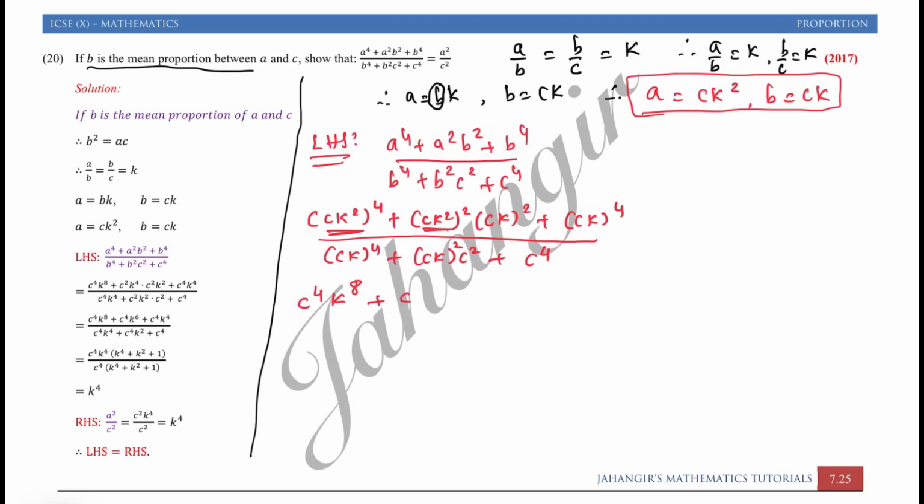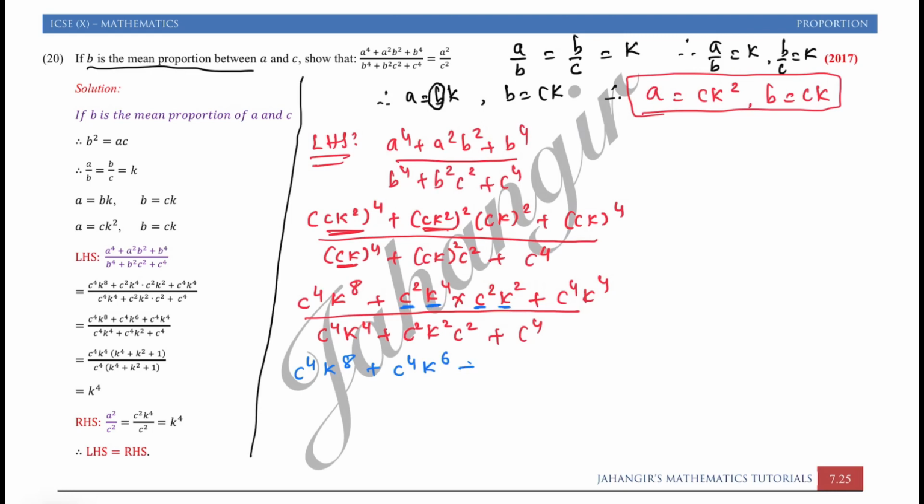Solve this: C square K raised to 4 into C square K square plus C raised to 4 K raised to 4, whole upon, solving this bracket, K raised to 4 plus C square K square into C square plus C raised to 4. Now solve: C raised to 4 K raised to 8, C square into C square is C raised to 4 K raised to 6, K raised to 4 and K raised to 2 is K raised to 6, C raised to 4 K raised to 4 upon C4.